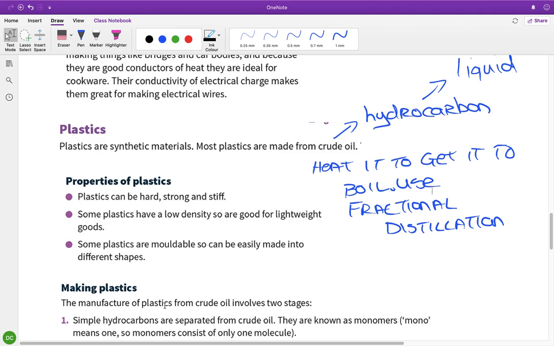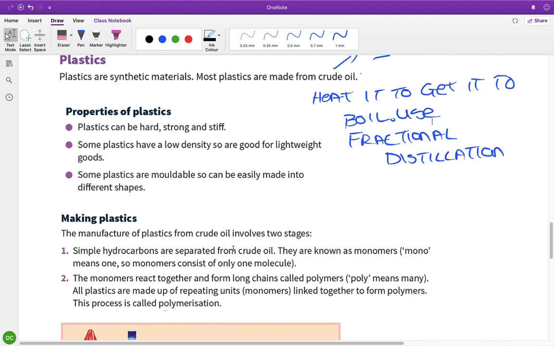I did have a little bit about making plastics here. The manufacture of plastics from crude oil. Simple hydrocarbons are separated from crude oil. The hydrocarbons are, I didn't mention this, known as monomers. The word mono means one or single. So simple hydrocarbons are separated. I suppose a bit more detail up here. How do they separate it?